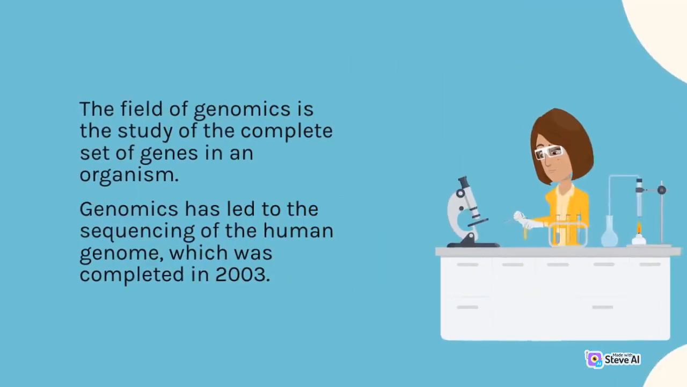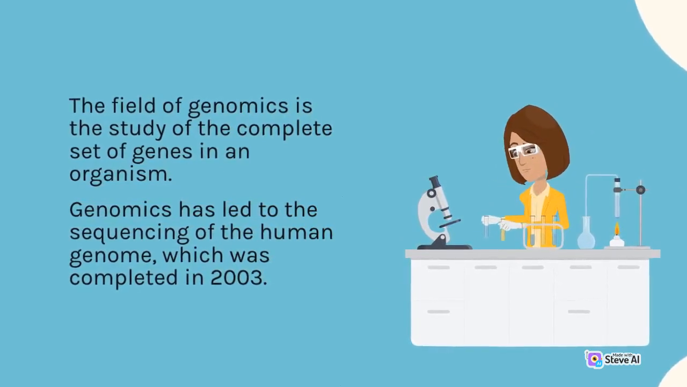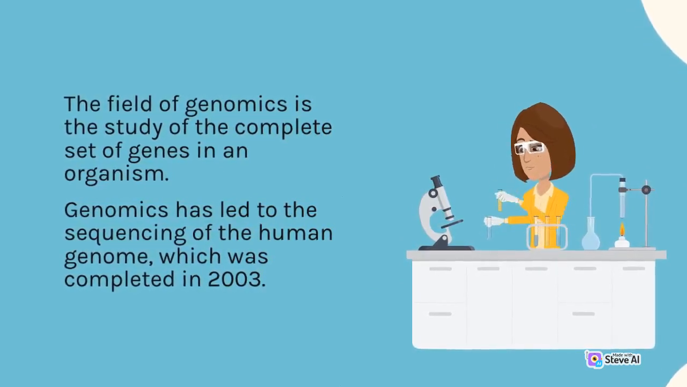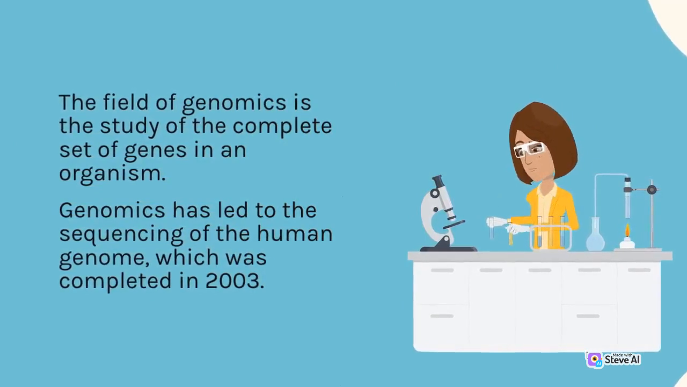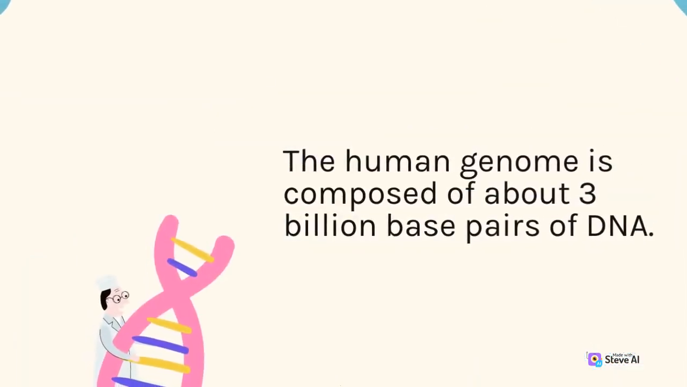The field of genomics is the study of the complete set of genes in an organism. Genomics has led to the sequencing of the human genome, which was completed in 2003. The human genome is composed of about 3 billion base pairs of DNA.